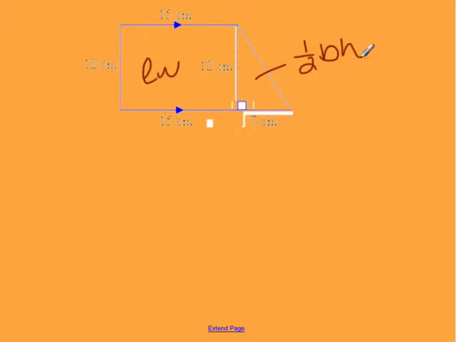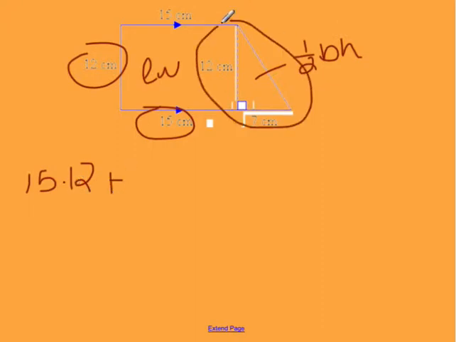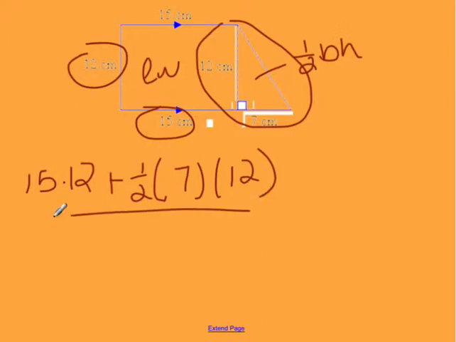So for the rectangle, we can do 15 times 12. So do 15 times 12 plus, now we can do the area of the triangle. 1/2 times our base times our height. So you can really plug all of this into your calculator as it is by using all of those numbers. When you multiply all of that out, you end up getting 222, and that's centimeters squared. Okay, so centimeters squared, because we're talking about area.